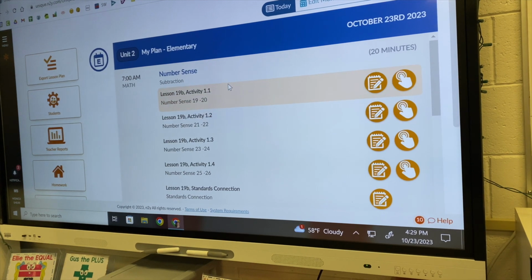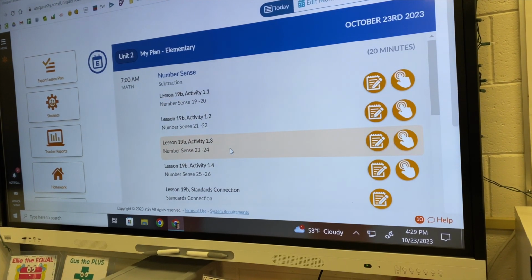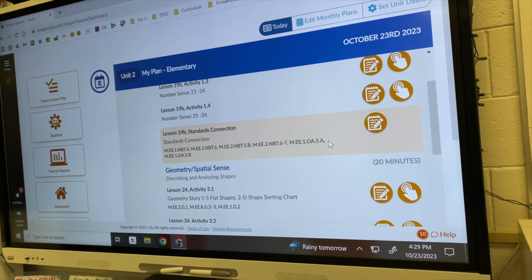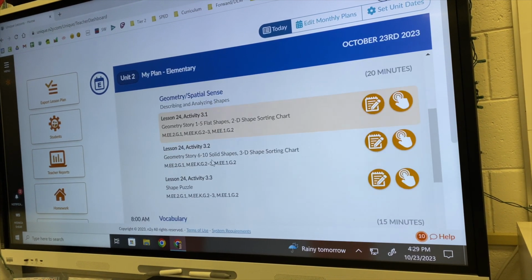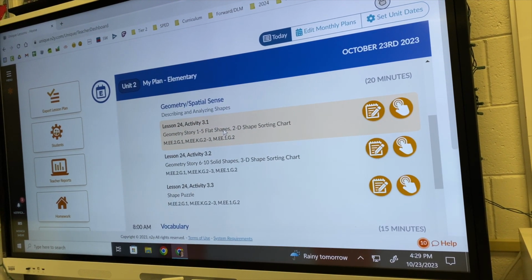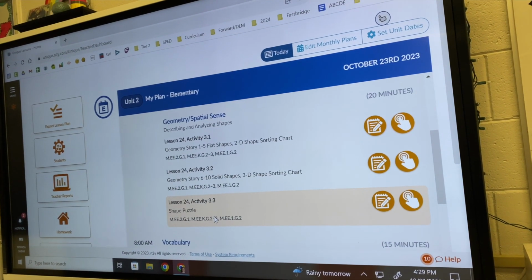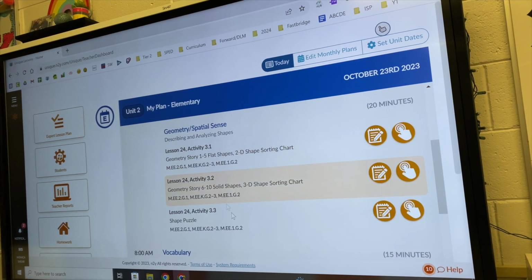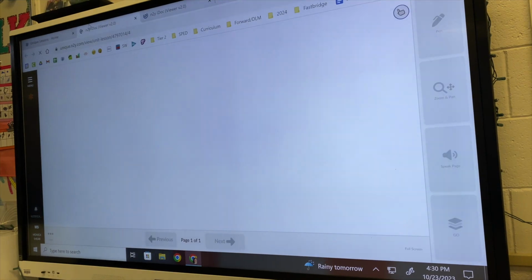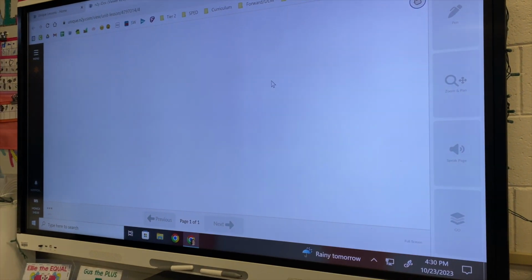But most of the time, not all of these are being done in one day. They have several days to do it. This right here is just the lesson plan. Right here, lesson 24, all these shape things, aka shape day. So we've got the flat shapes, the solid shapes, and the shape puzzle. Whenever I see these three together, I know that it's unofficially shape day. Yay us. If you're newish to the Unique Learning System, this is what it looks like.